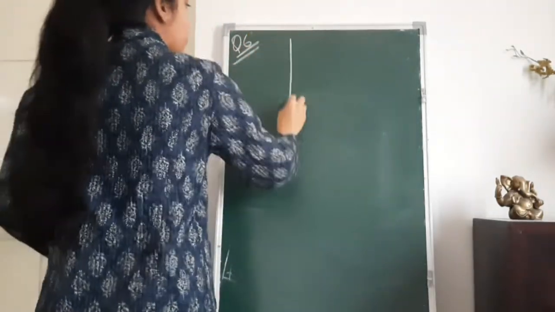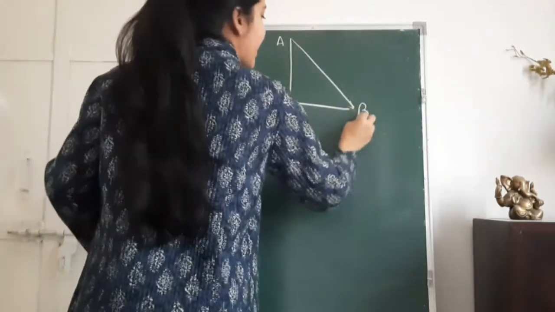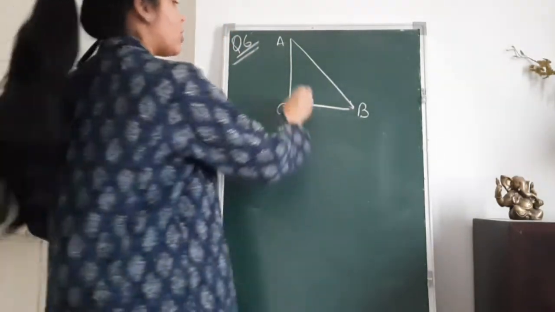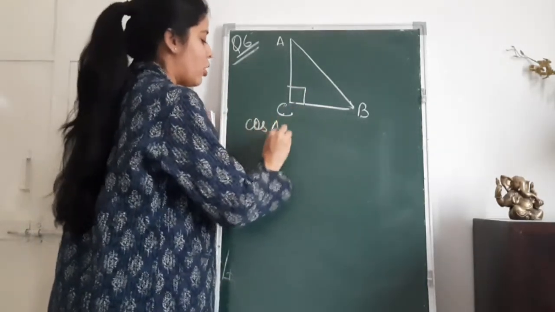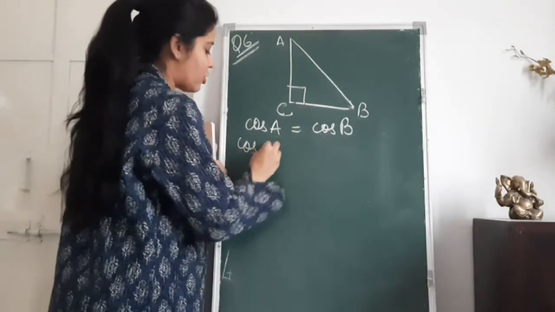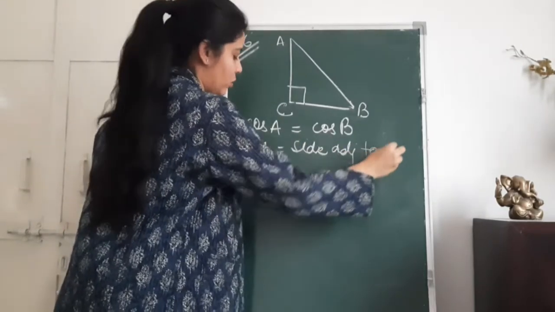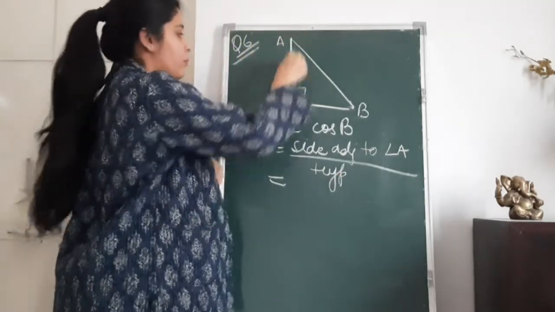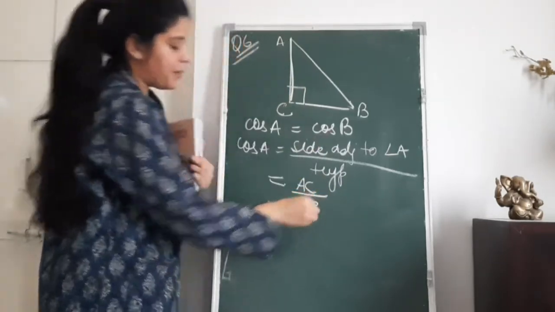Question 6. It is clearly saying A and B are acute angles. So let us draw a triangle which is right angled at C. Now what is given to us? Cos A is equal to cos B. What will cos A be equal to? Side adjacent to angle A upon hypotenuse, which is AC over AB, because AB is the hypotenuse.